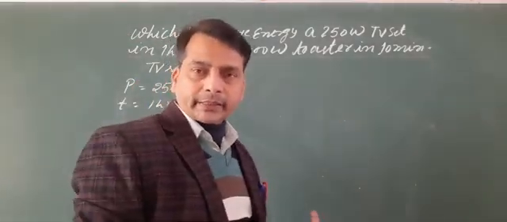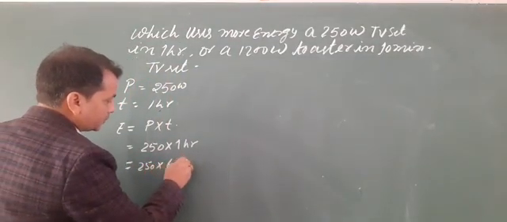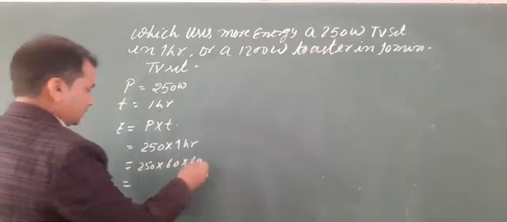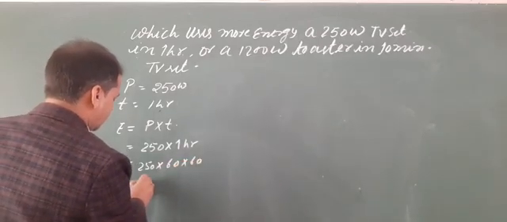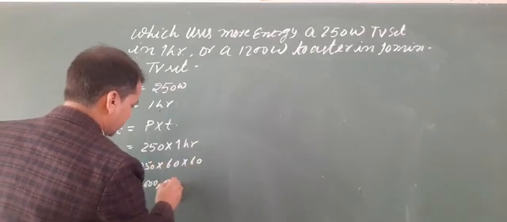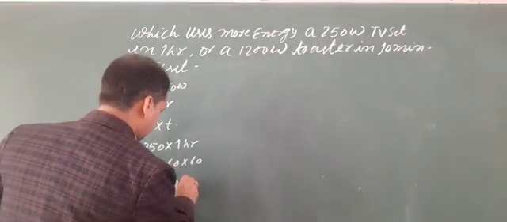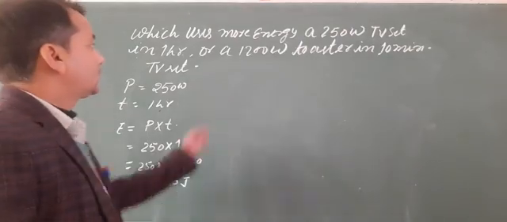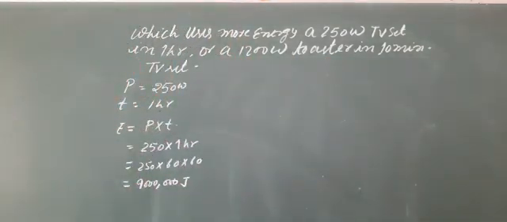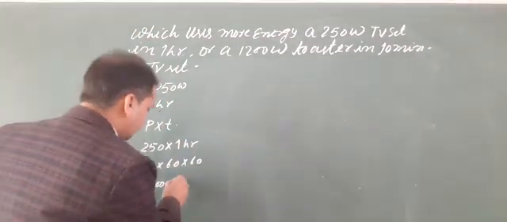The hour is changed into seconds, so 250 into 60 into 60, which gives 9 lakh joule. So the electrical energy consumed by the TV set is 9 lakh joule.